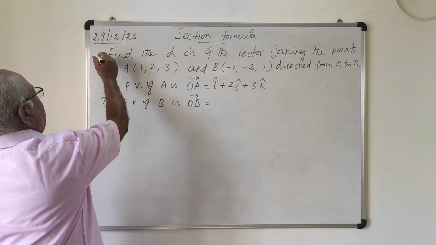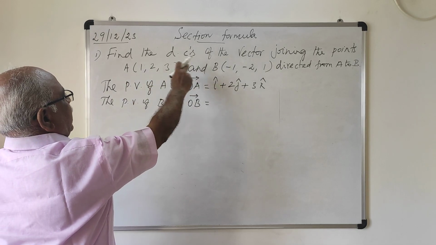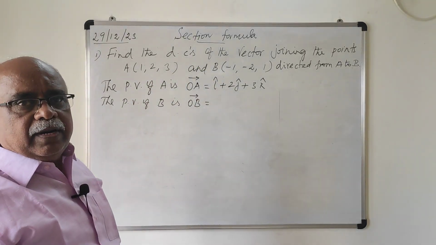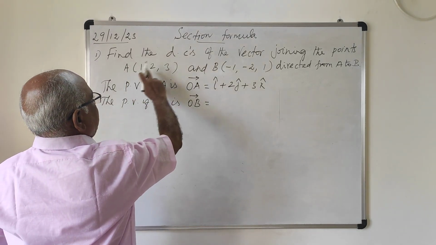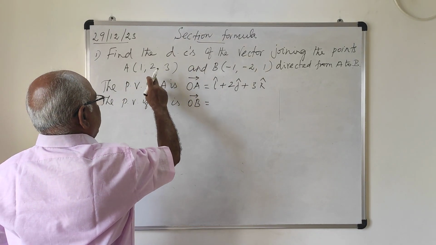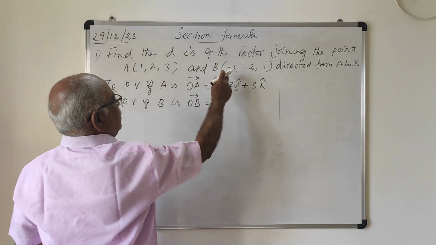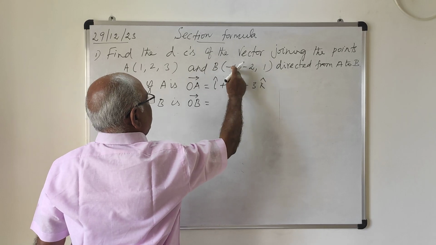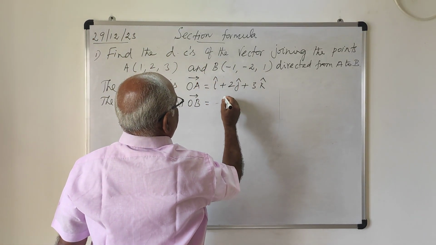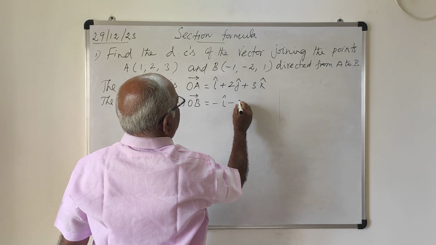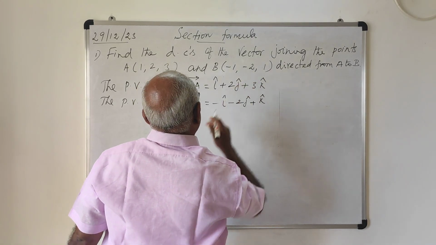First problem, find the DCs of the vector joining the points A and B. Two points are given. We have to find the direction cosines of the line joining A and B. The position vector of the point A is OA, that is i plus 2j plus 3k. Similarly, the position vector of the point B is OB, that is minus i minus 2j plus k.